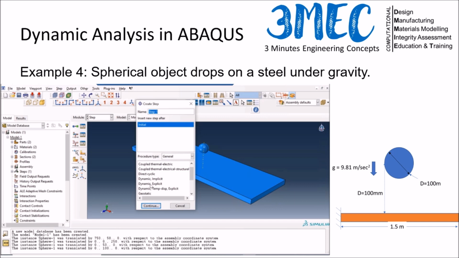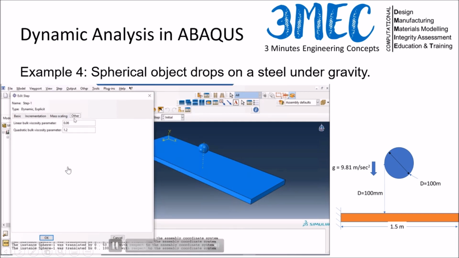I will select dynamic explicit here, and I have my NLGEOM on again, and everything is just default, and I will press OK. Everything is just default for the time being.